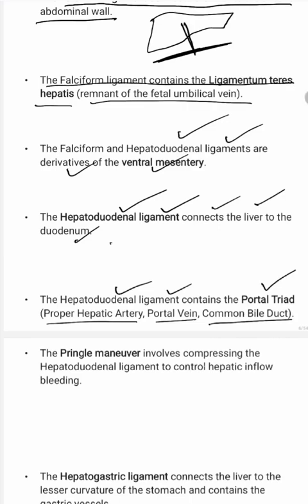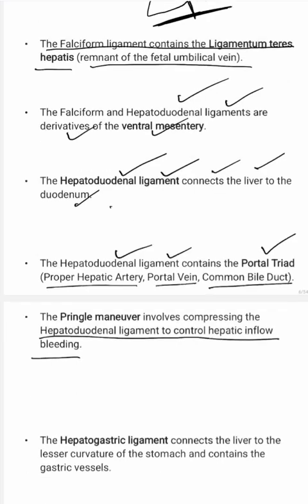The Pringle maneuver involves compressing the hepatoduodenal ligament to control hepatic inflow bleeding. Whenever surgery is being performed and there is a risk of bleeding, or there is bleeding, we do the Pringle maneuver, in which we compress the hepatoduodenal ligament, containing the hepatic artery proper, portal vein, and common bile duct. So the bleeding is stopped, because the bleeding is due to these vessels.